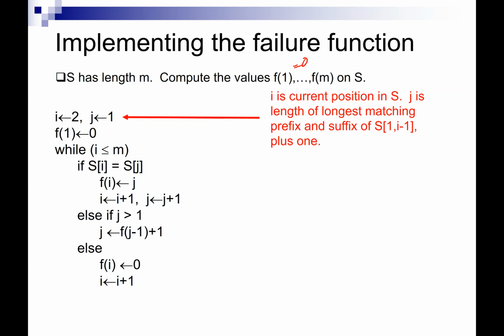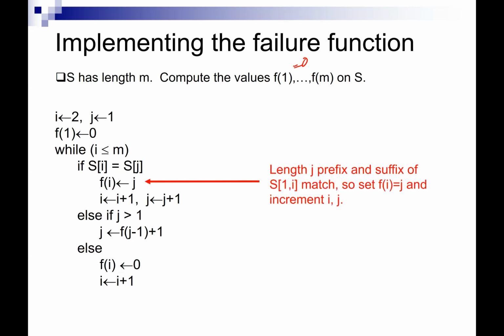I here is the current position in S, and J is the length of the longest matching prefix and suffix of S from 1 to I minus 1, plus 1. Therefore J is going to start from 1 here.